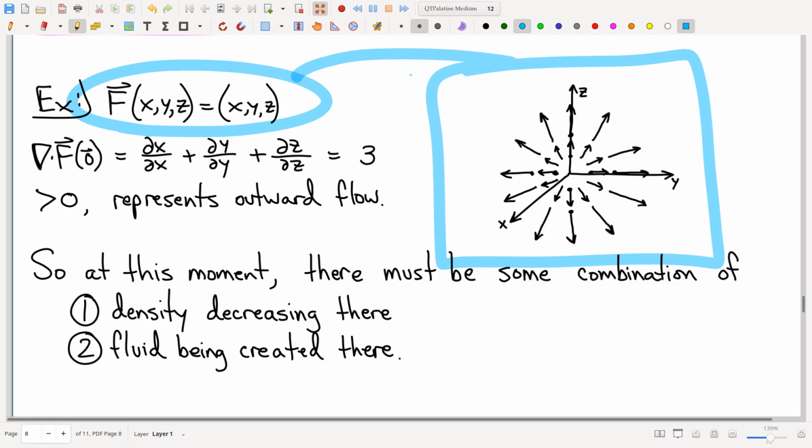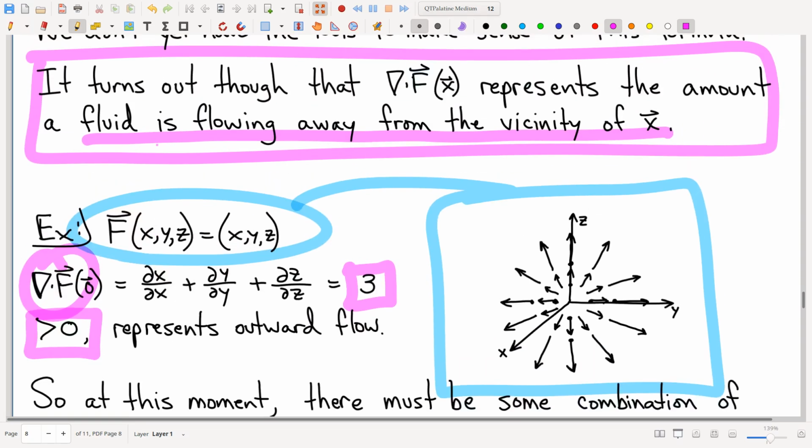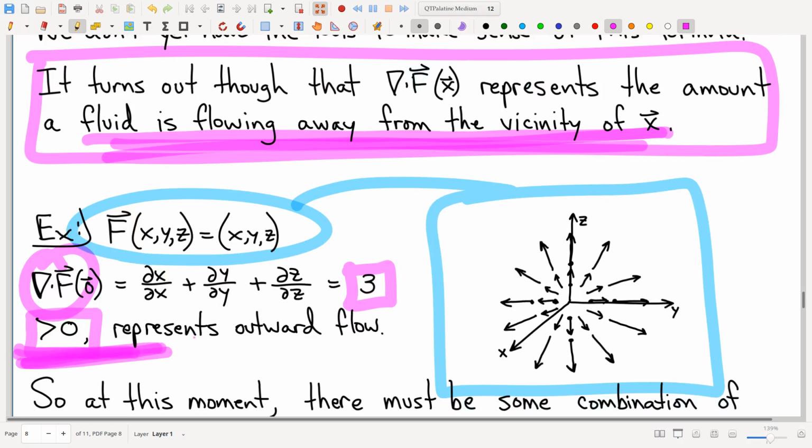Okay, so let's compute the divergence. And, yada, yada, yada, compute. It turns out to be 3, in particular positive. Keeping in mind that divergence represents how much the fluid is flowing away, the fact that we got a positive amount suggests, and by the way, notice I'm evaluating this at the origin, that this vector field represents the flow of a fluid away from the vicinity of the origin.